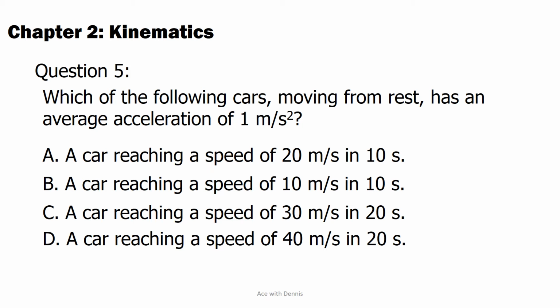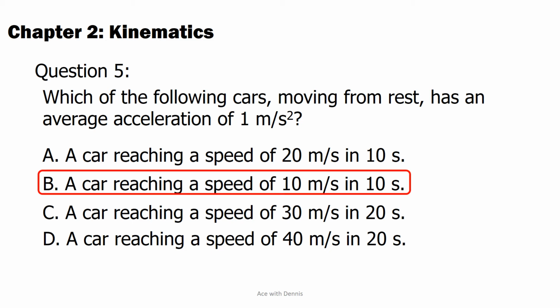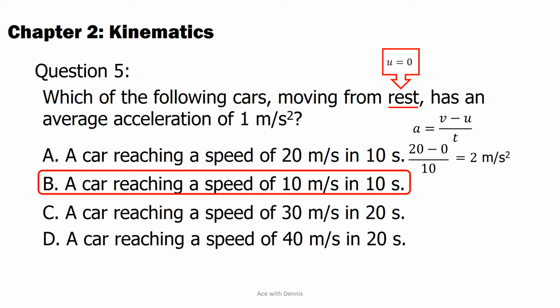The answer is B. A car reaching a speed of 10 meters per second in 10 seconds. The formula to calculate acceleration is a equals v minus u over t. Hence, for A, acceleration is 20 minus 0 divided by 10 seconds. The result is 2 meters per second square.